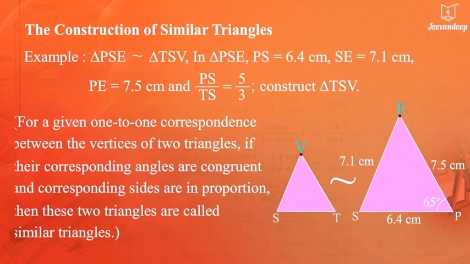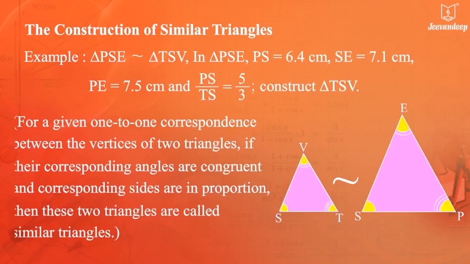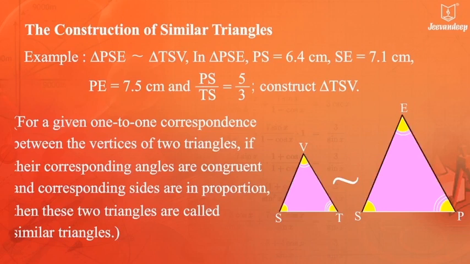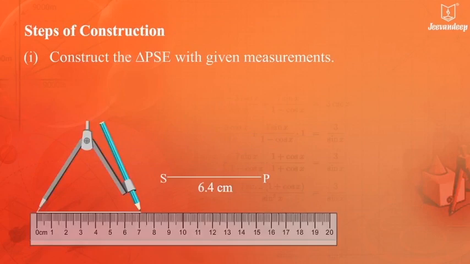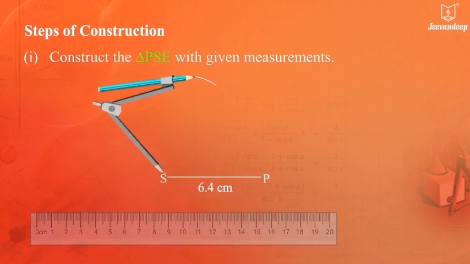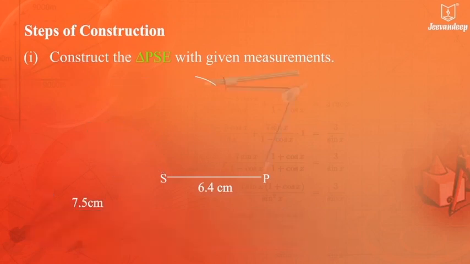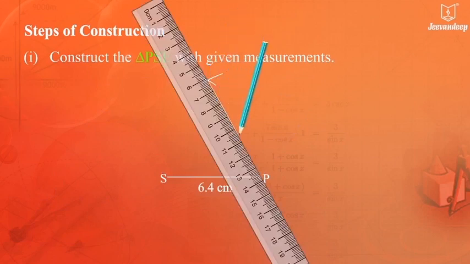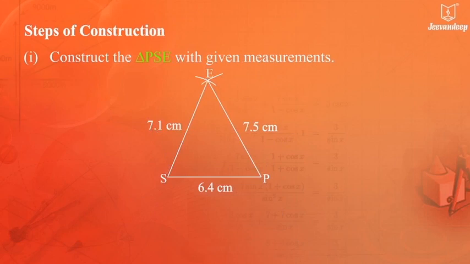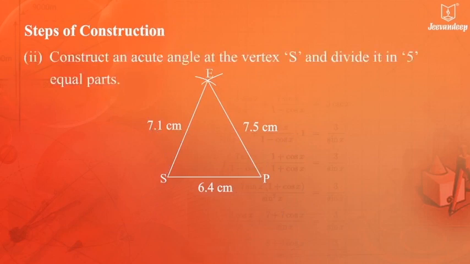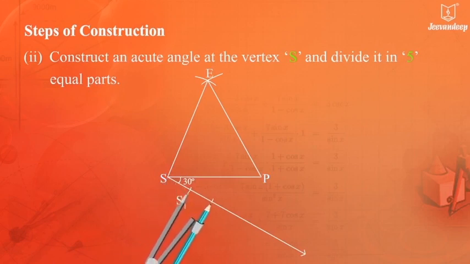For a given one-to-one correspondence between the vertices of two triangles, if their corresponding angles are congruent and corresponding sides are in proportion, then these two triangles are called similar triangles. Steps of construction. 1. Construct the triangle PSE with given measurements. Two, construct an acute angle at the vertex S and divide it in 5 equal parts.